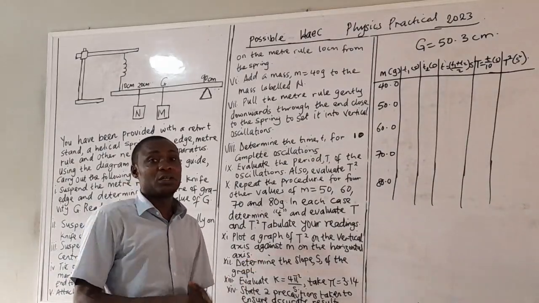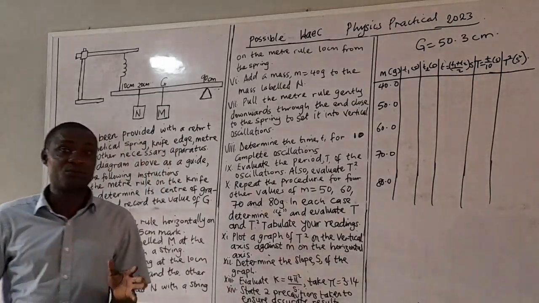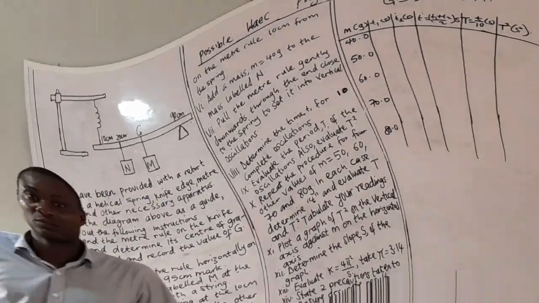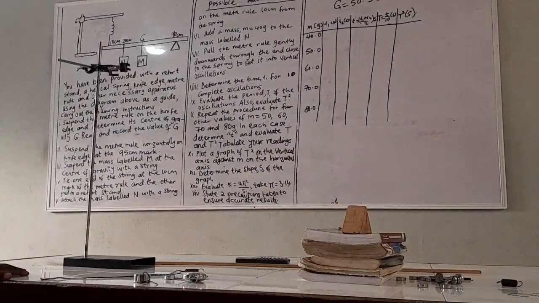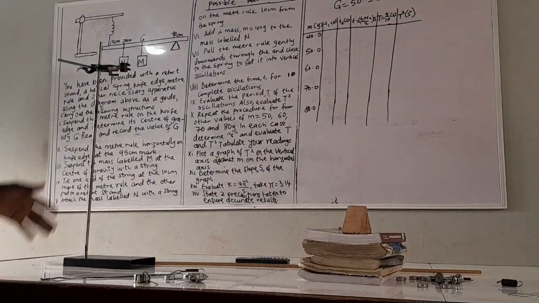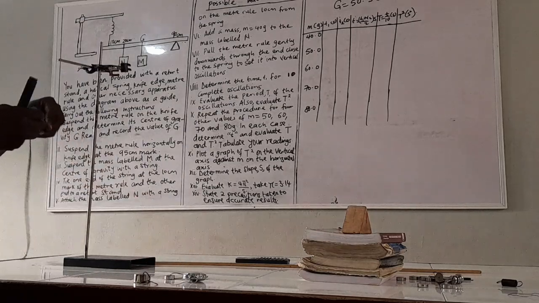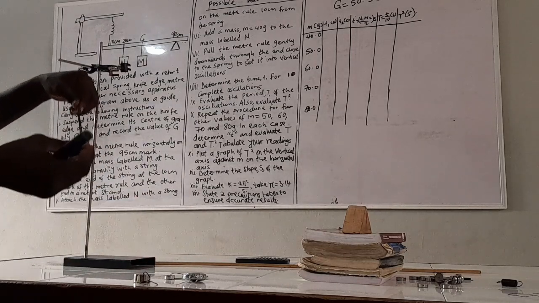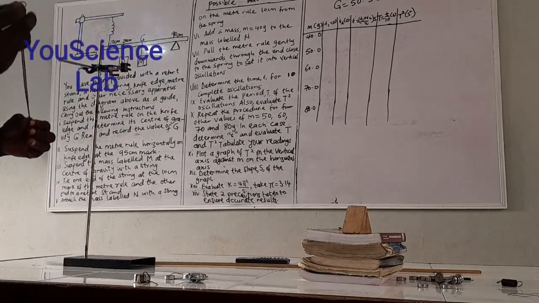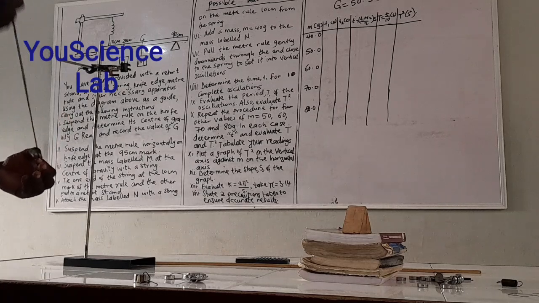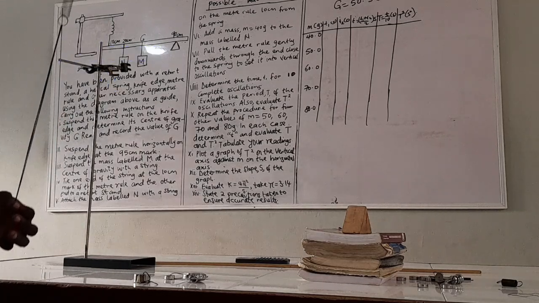Next, let me show us the setup for the experiment. Here is my setup. This is my retort stand. Now this is my spring. I have already tied the rope to it in order for us not to waste much of our time. I believe you can do that. So this is this.